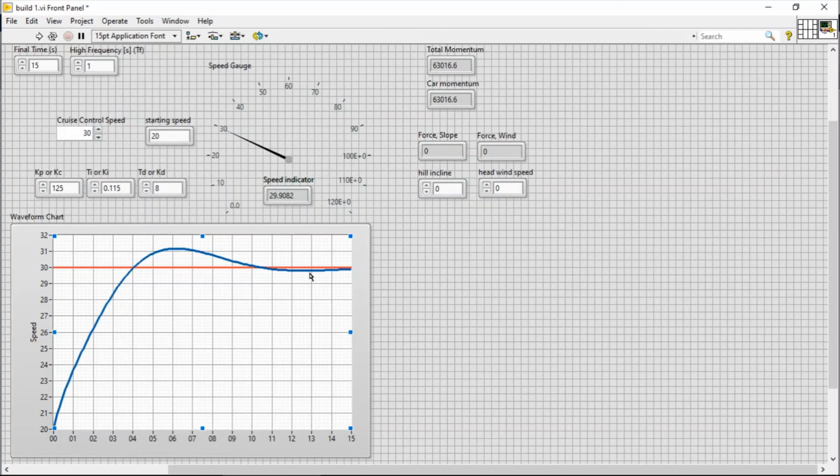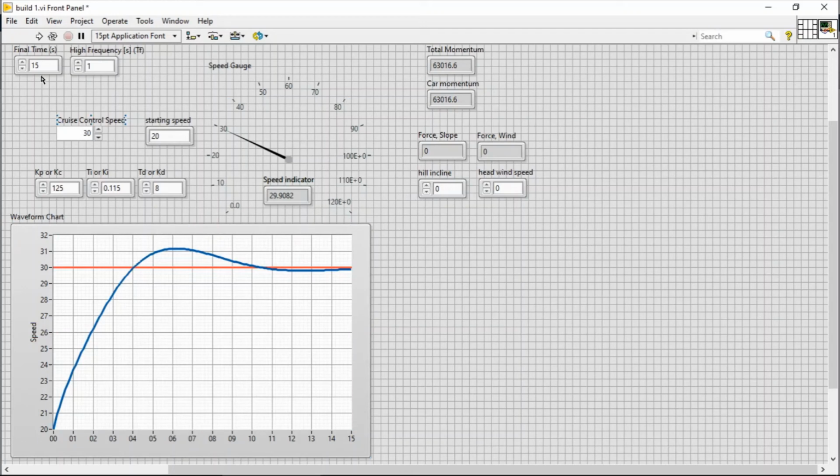And where the last one pulled 0.083 Gs, this one only pulls 0.081. So it's not as rough on the body, it's got a little less overshoot. And like I said, the only drawback is it stays below 30 for just a little bit longer.